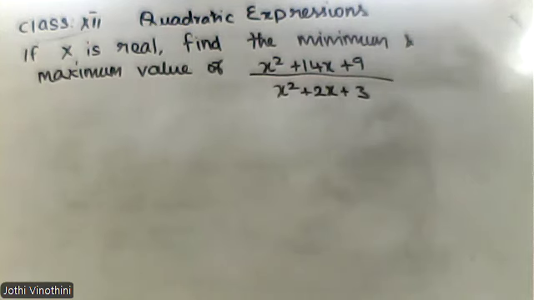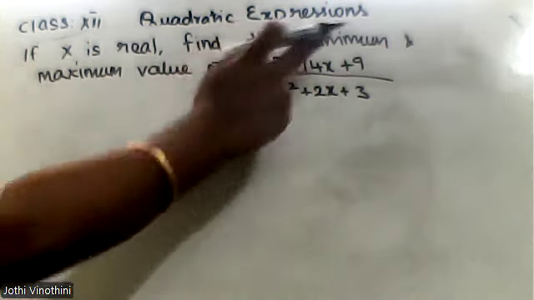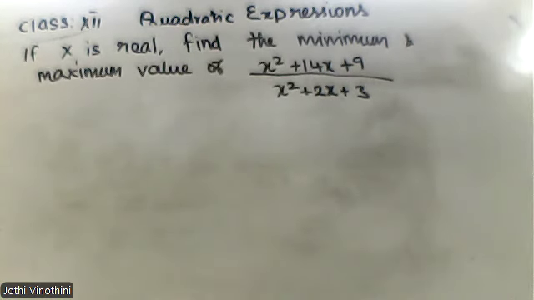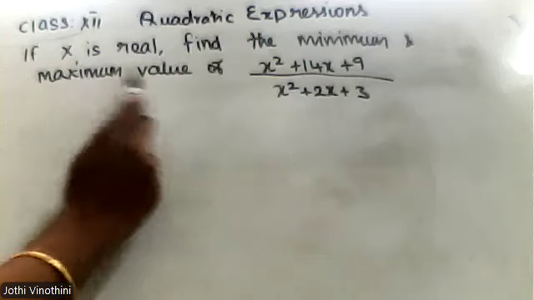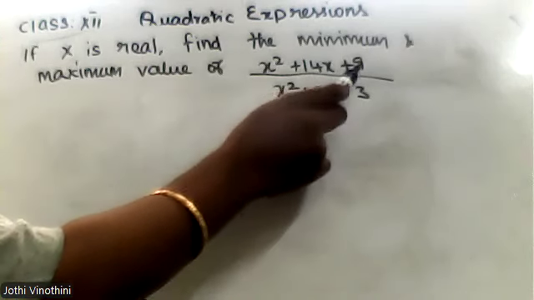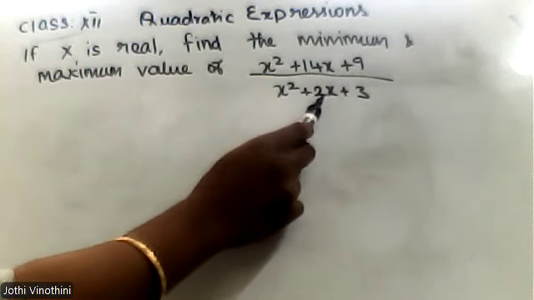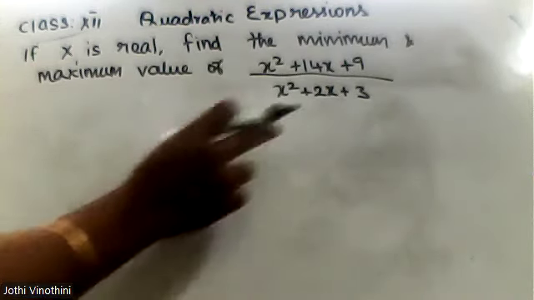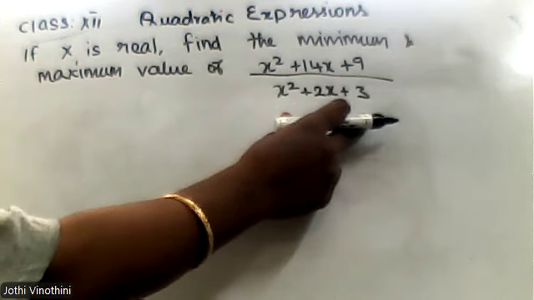Okay. Here also they have given it very clearly. The x is real, right? If x is real, find the minimum and the maximum value of x squared plus 4x plus 9 divided by x squared plus 2x plus 3. Right? Like the previous sum, we are provided with this.